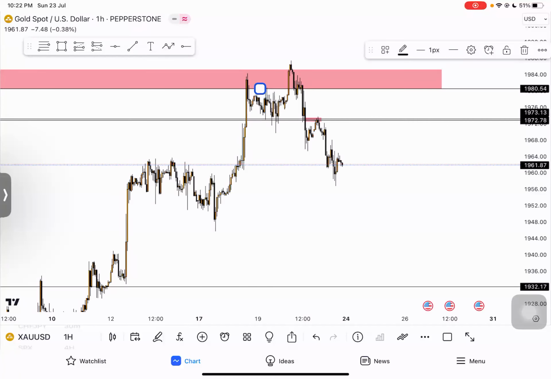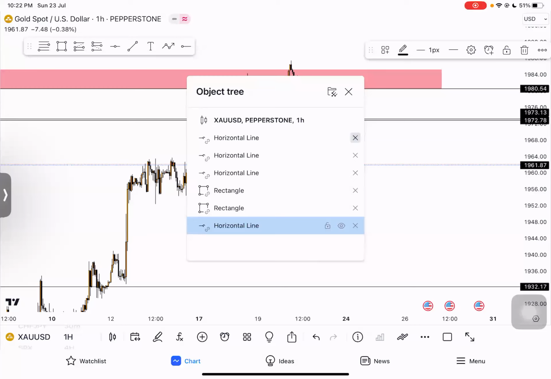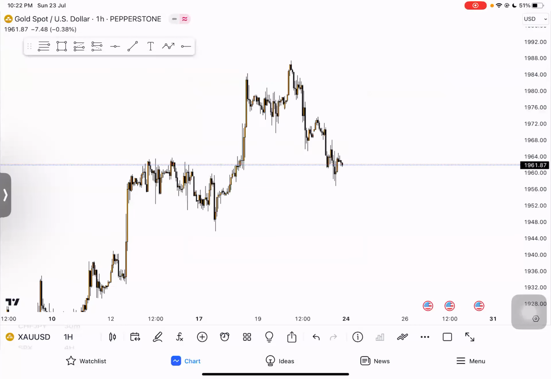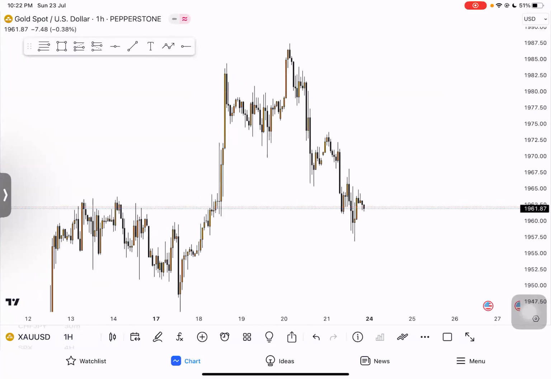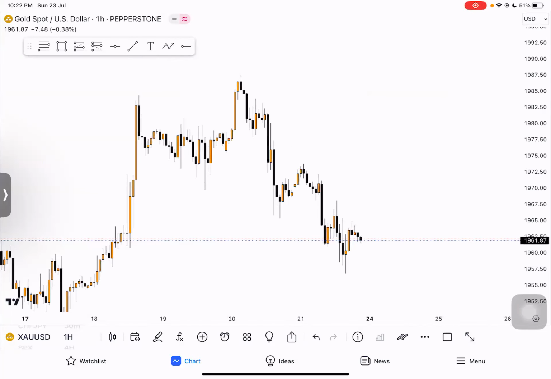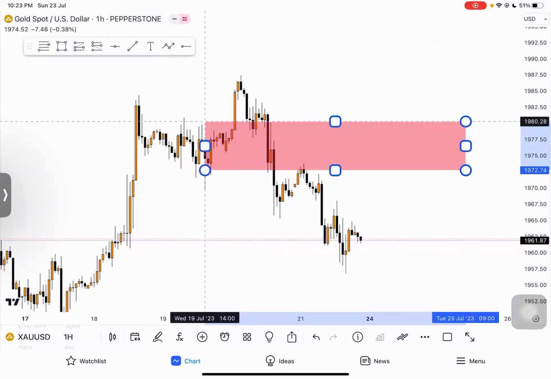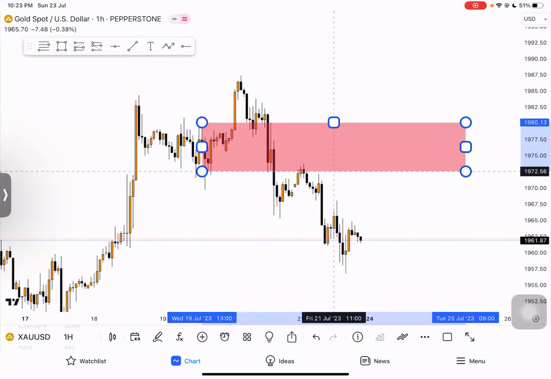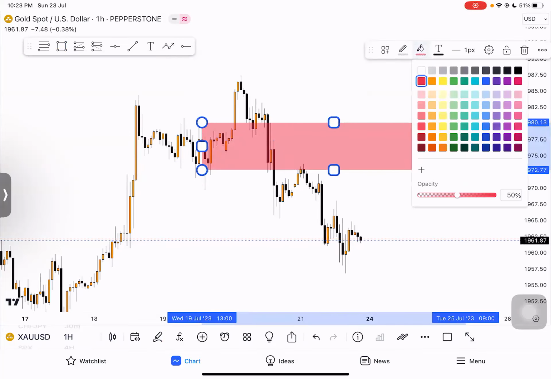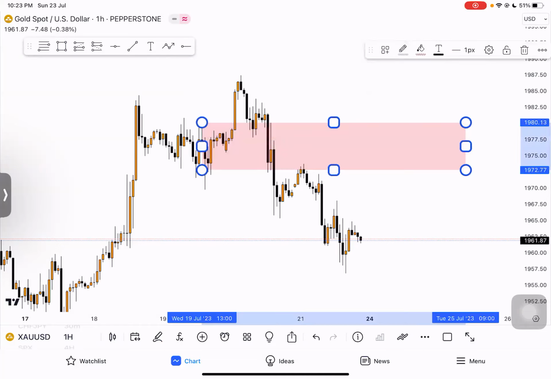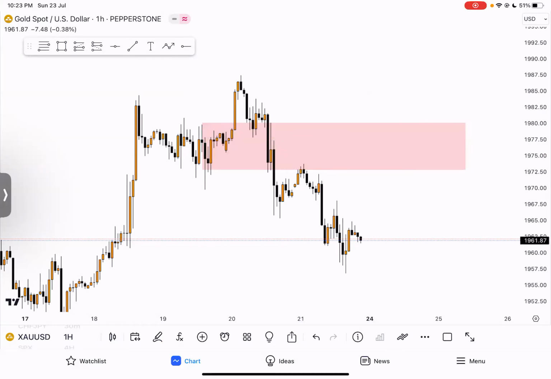Okay, let me clear all the objects first. Just take it as an example in H1. So how can you mark a drop base drop first? For me, you have to mark all the candles here, from wick to wick, from the highest to the lowest. This one I take. This is how you mark the drop base drop.